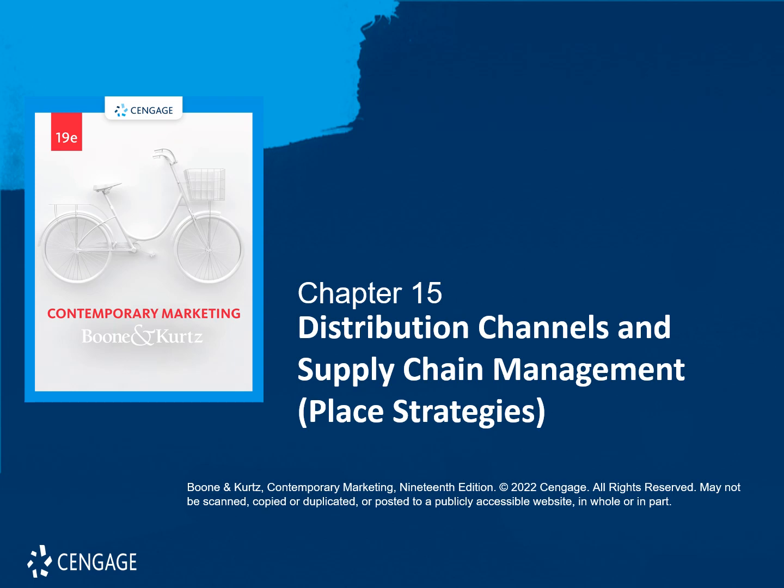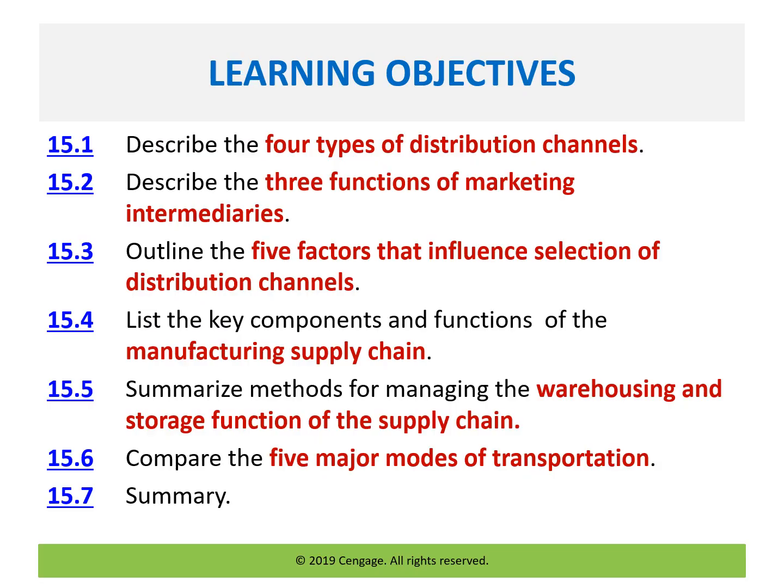Chapter 15 talks about place strategies, which include distribution channels and supply chain management. The purpose of this chapter is to explore the different types of distribution channels, the three functions of marketing intermediaries, the 5 factors that influence selection of distribution channels, and the methods for managing the warehousing and storage functions of the supply chain. It also examines the major modes of transportation and methods utilized for accomplishing the priorities of a particular supply chain.